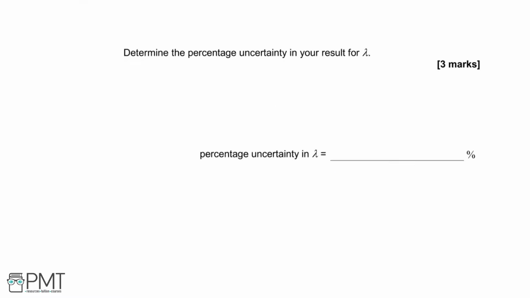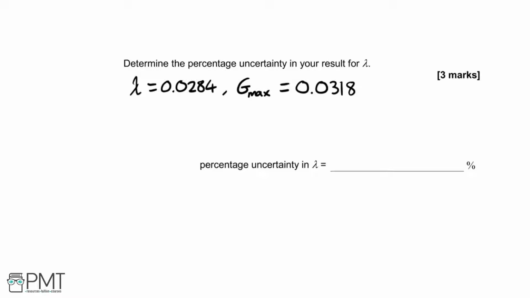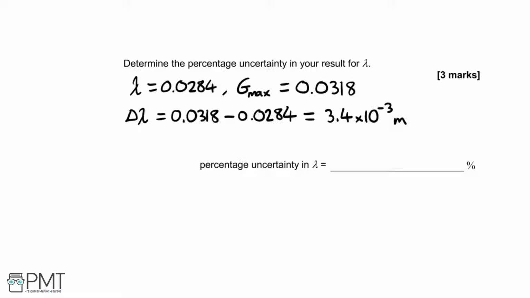Determine the percentage uncertainty in your result for lambda. Now, the first thing to do is calculate the absolute uncertainty in the lambda value, which is how far away one of those two extremes deviates from the true value. So let's write down the value of lambda and use Gmax as an example. So the difference between those two values will be the absolute uncertainty in lambda. So your first mark would be for correctly obtaining that absolute uncertainty. Your second mark would be for correctly using the formula to calculate the percentage uncertainty from the absolute uncertainty.